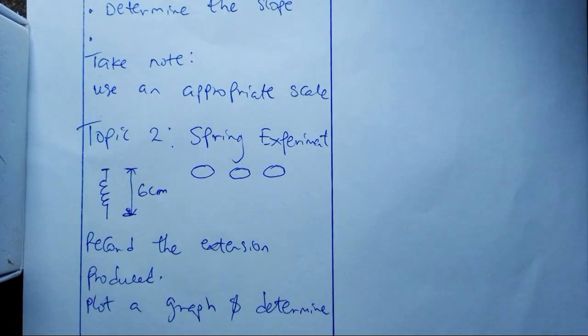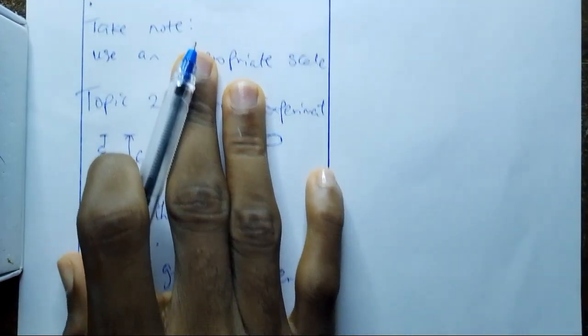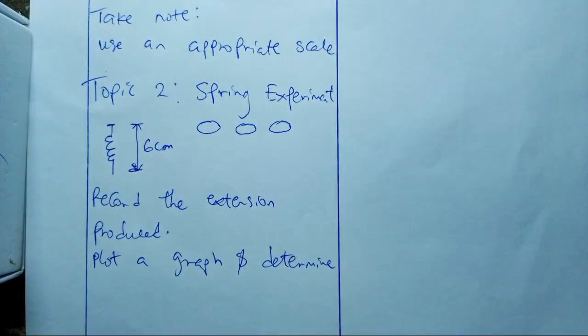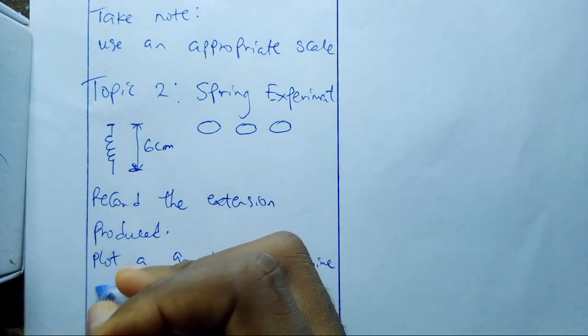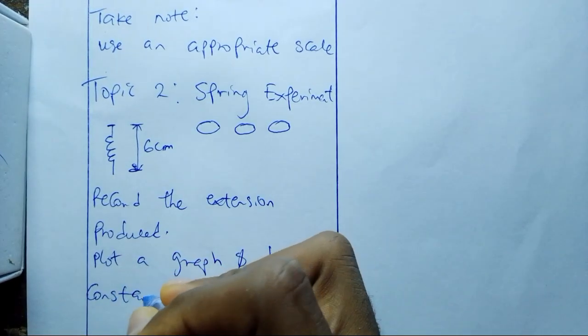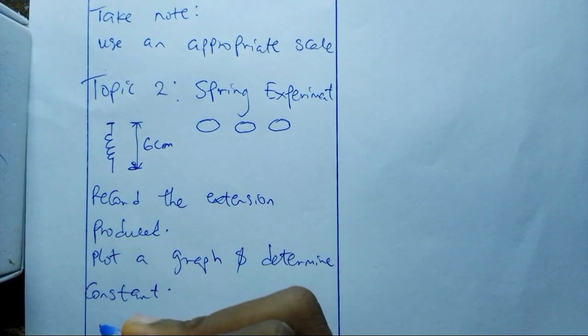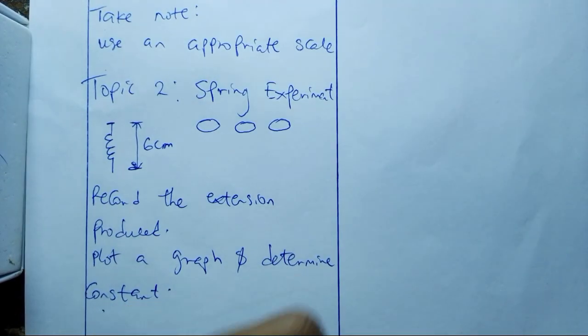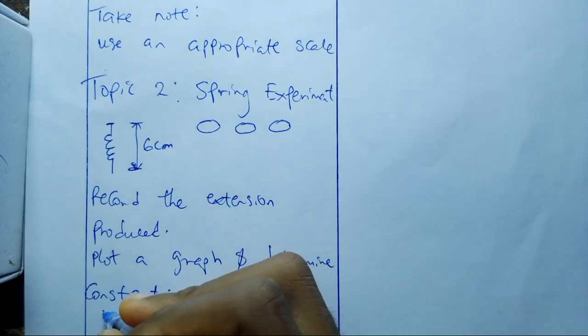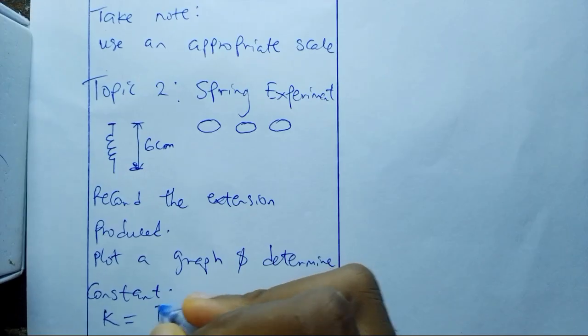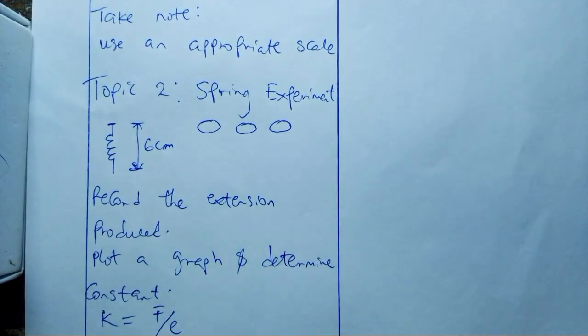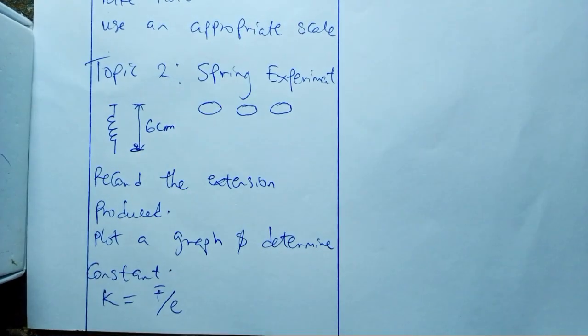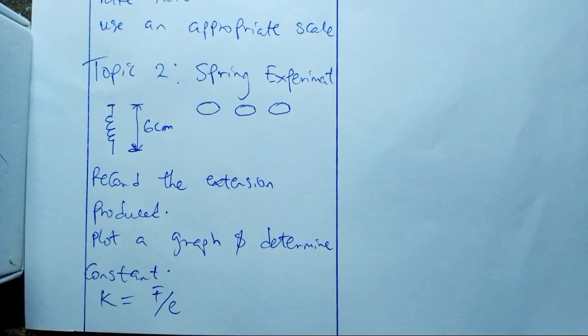This video makes NECO Practical easy. Now, your constant K is equal to F over E. This is your spring constant. K equals F over E.